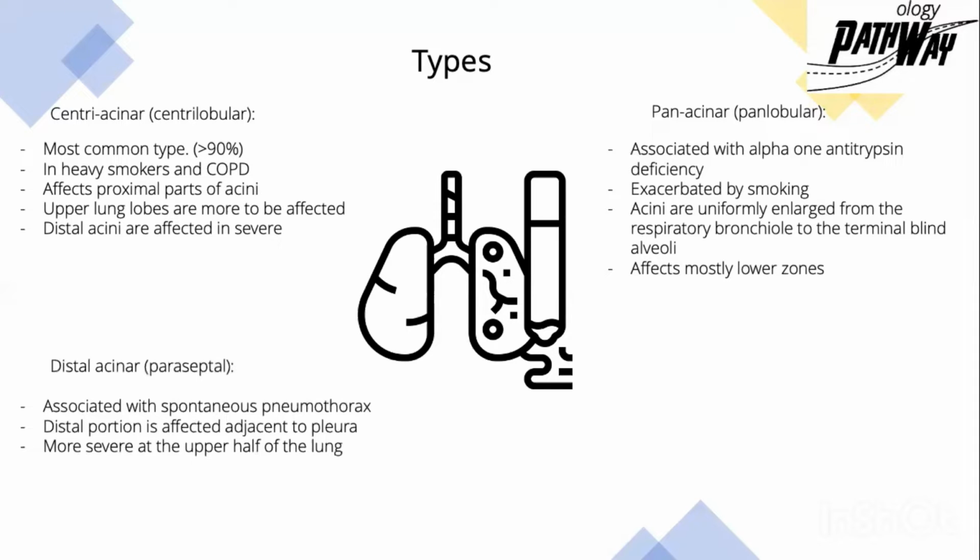So the centri-acinar affects upper, the pan-acinar affects lower zones. Distal acinar or paraseptal is associated with spontaneous pneumothorax. Distal portion is affected adjacent to pleura, more severe in the upper half of the lung.